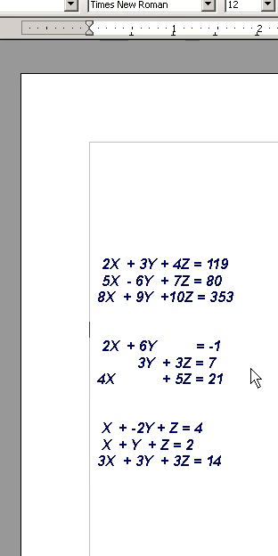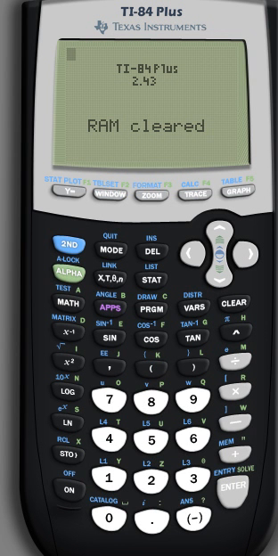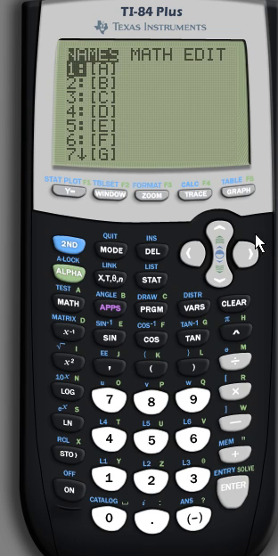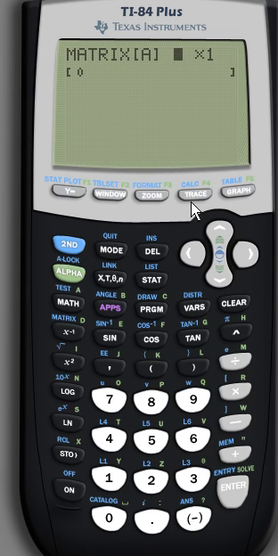So I'm going to start with this example here. We'll go to second matrix on the calculator. We want to arrow over to edit, and we want to edit matrix A. So for 3 equations and 3 unknowns, we want to put in a 3 by 4 matrix. So that's 3 rows and 4 columns.